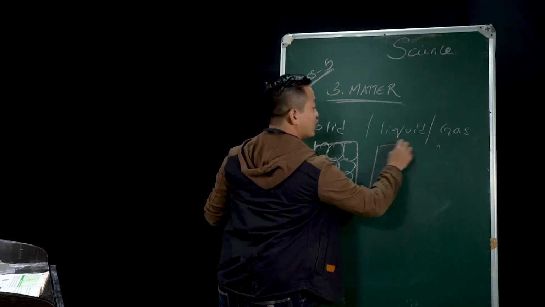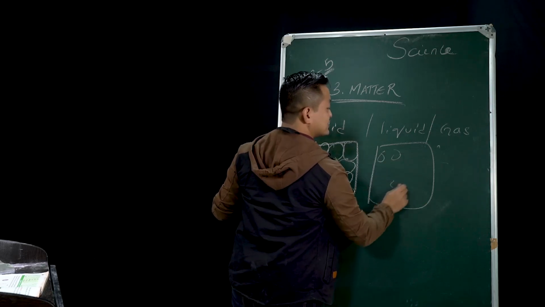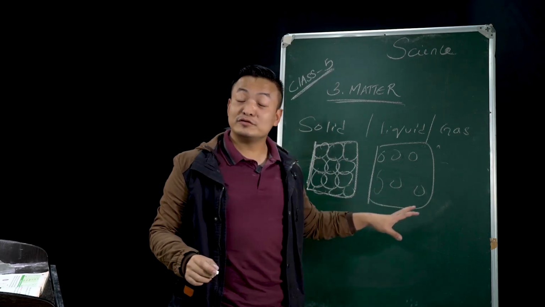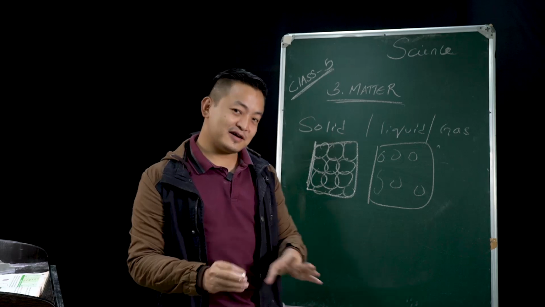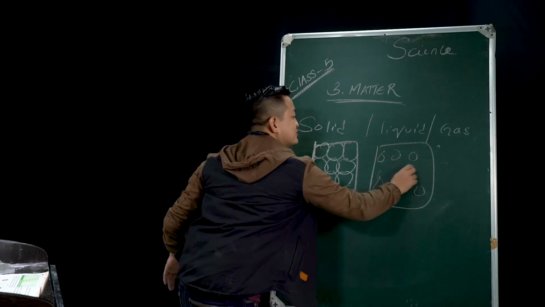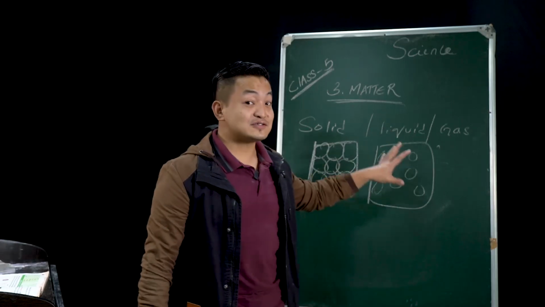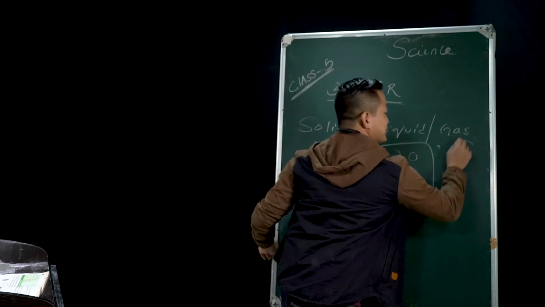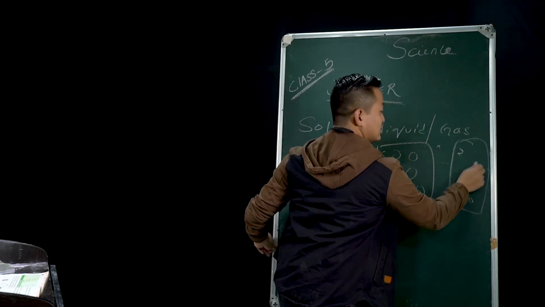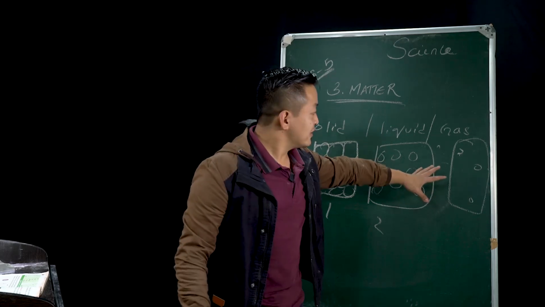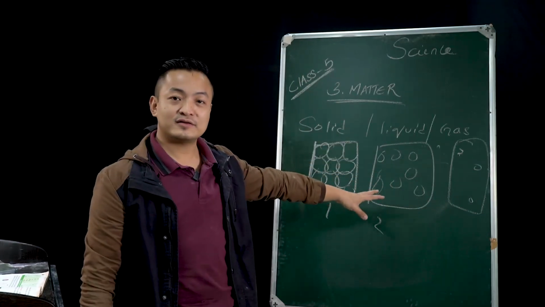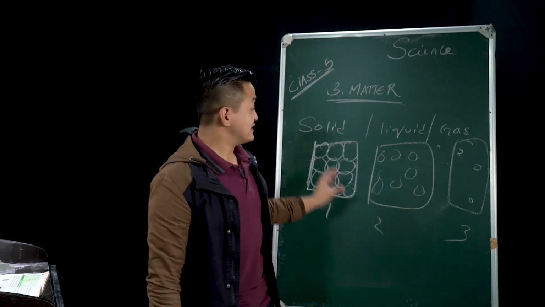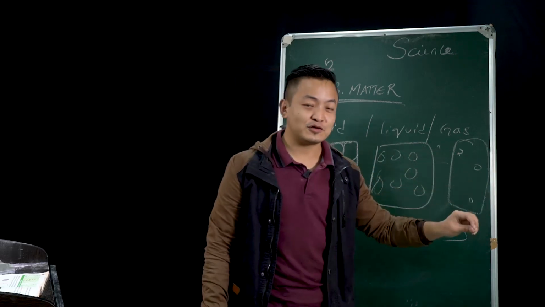Now let's see the second box. Now we see molecules, but they are loosely packed, right? They can move around. Clear? But this is not tightly packed like the first one. Now let's see the third box. Now they are loosely packed. Clear? So let's say these circles that you see inside the box are all molecules.